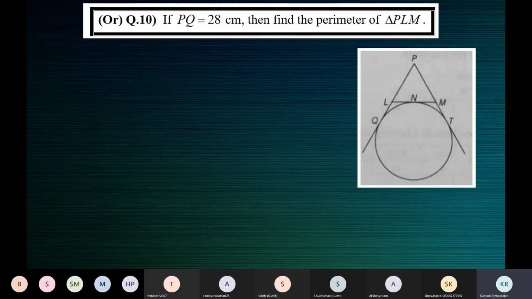Yes, children, this one. We've done all this, so just do a rough work. You don't have to copy the question and all that. Tell me the answer. What's the perimeter of PLM? 56 centimeters.